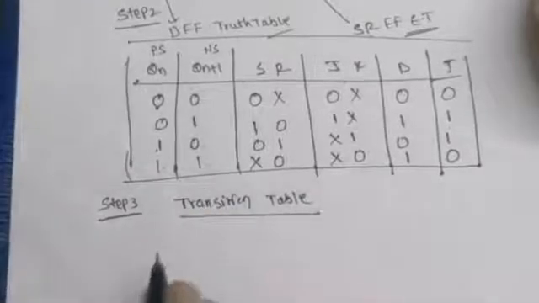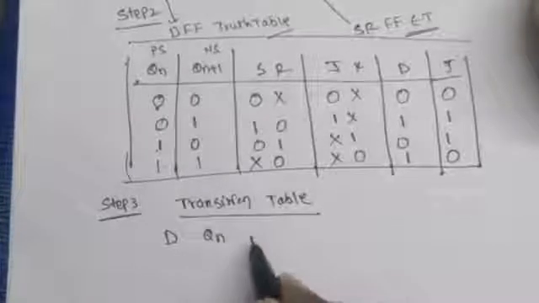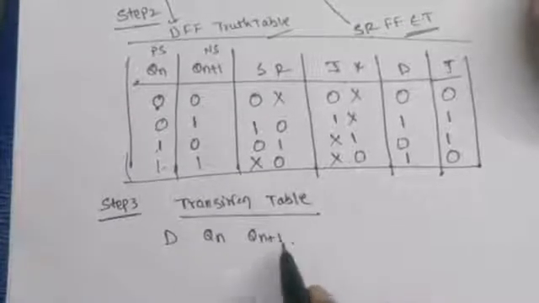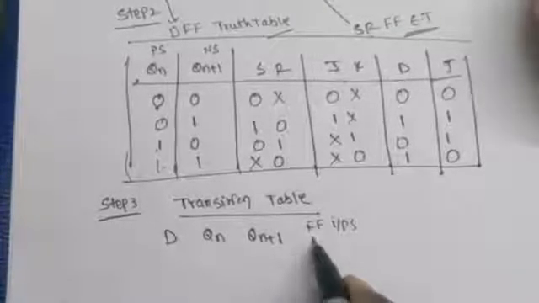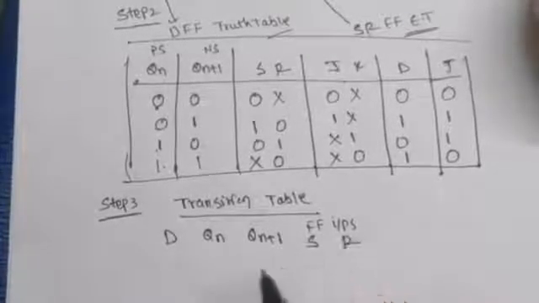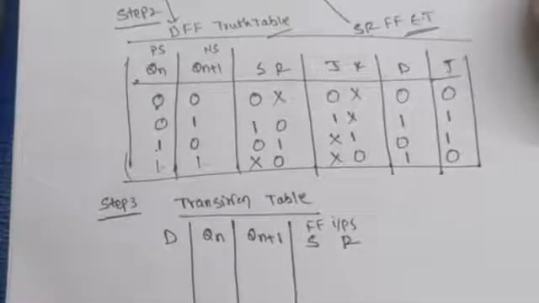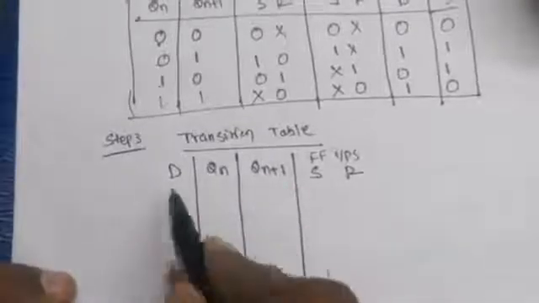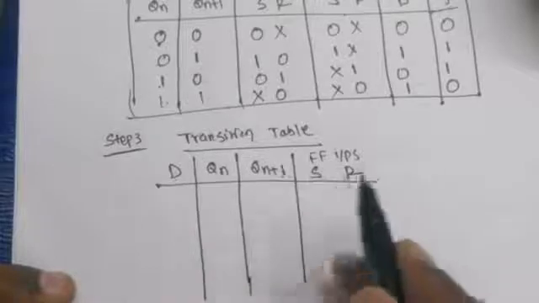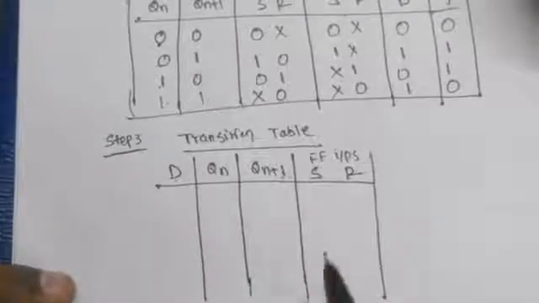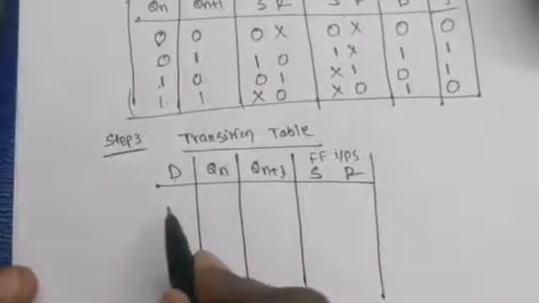It will have the original flip-flop D, and here Qn is the present state and Qn plus 1 is the next state. After that, the flip-flop inputs, S and R. Using the truth table, we fill up the D flip-flop part. Using the excitation table, you fill in the SR flip-flop inputs.